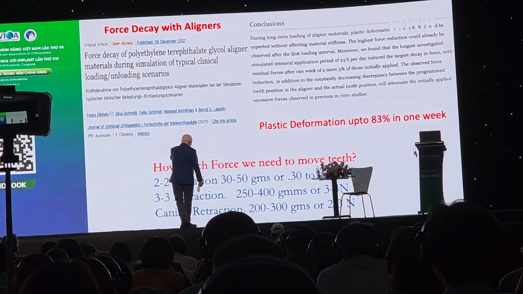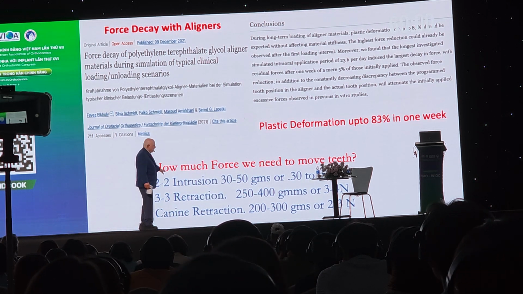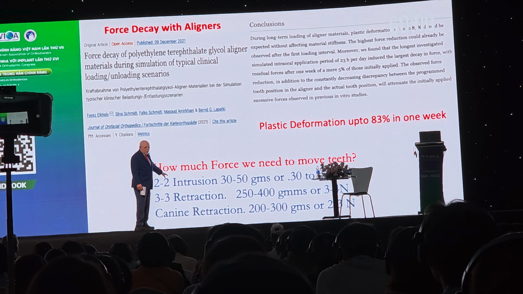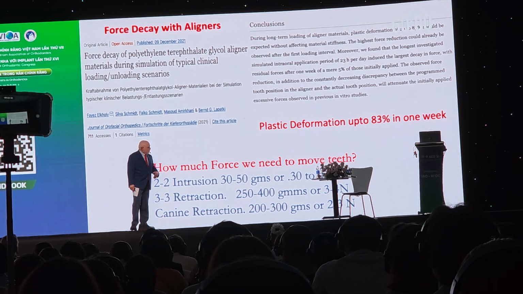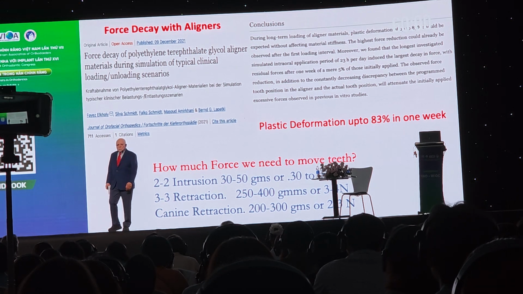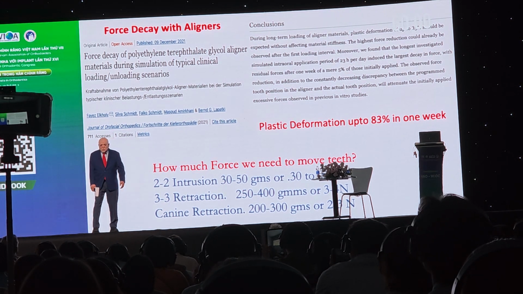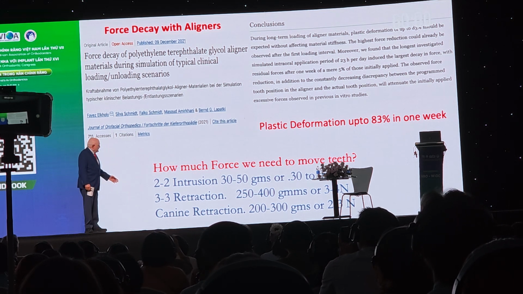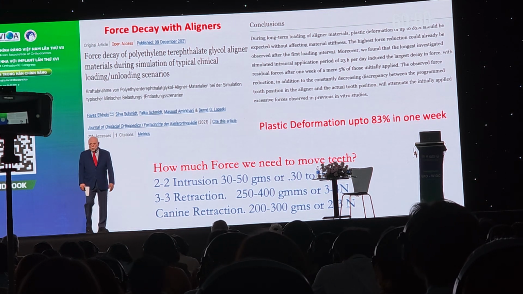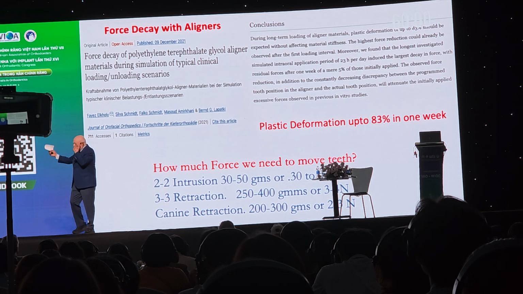How much force we need to move teeth? This comes from UConn, University of Connecticut studies. Intrusion, we need only 30 to 50 grams of force. That's it, for 4 incisors. Retraction of 3 to 3, just 250 to 400 grams. What are we talking about here?